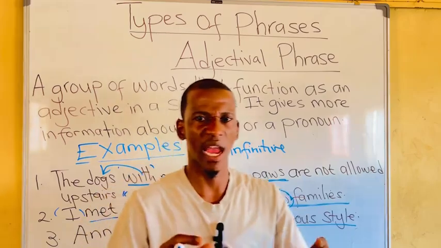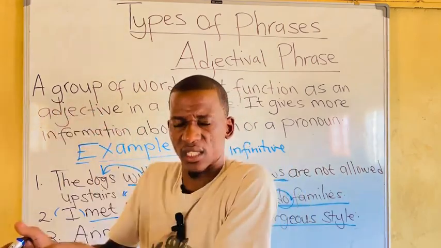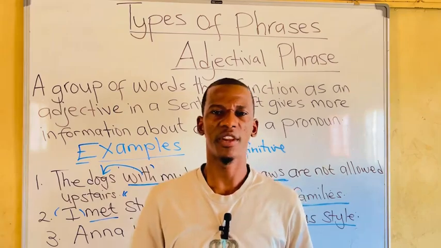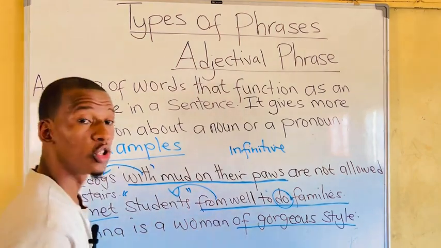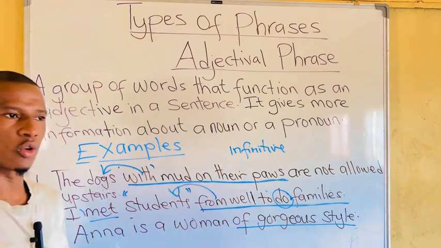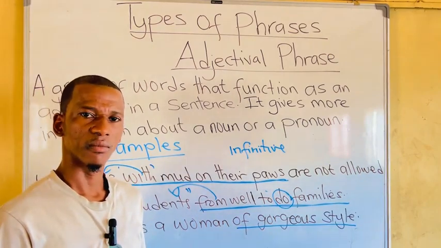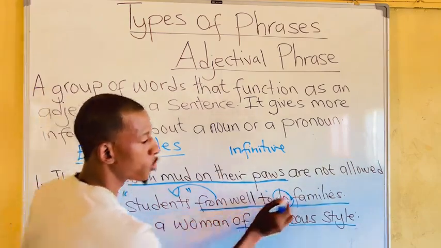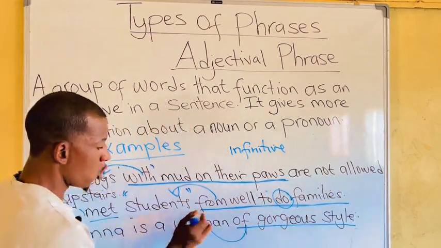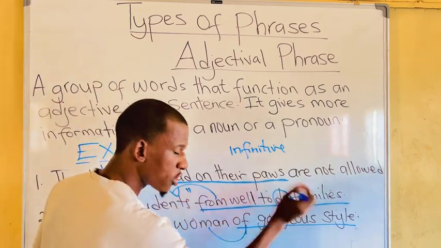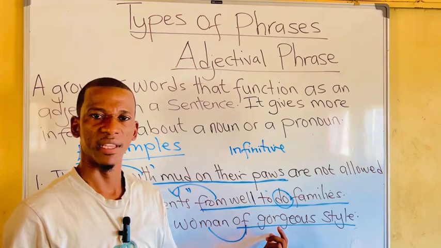You have to look at the words on the line. What are they talking about in the sentence? What are they focusing on? Their focus is on this. If it is a noun, then it becomes an adjectival phrase. Now, the third example here reads, Anna is a woman of a gorgeous style. Anna is a woman of a gorgeous style. This group of words is also an adjectival phrase, because who is of a gorgeous style? You will tell me it is the woman. Anna is a woman of a gorgeous style. Who is of a gorgeous style, you will tell me, is the woman, and woman is a noun. Therefore, this is also an adjectival phrase.